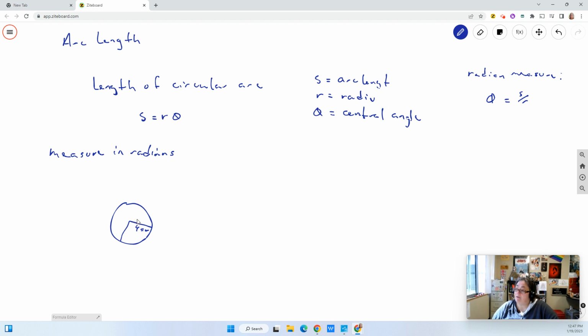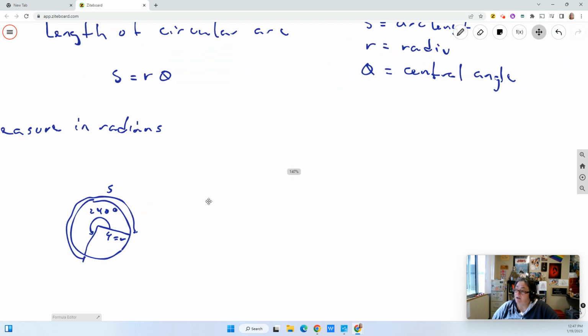Say that this angle right here is the one we're talking about, from here to here, and that is 240 degrees, right? And we want to know this arc length that goes around it from here to here. We want to know what S is.